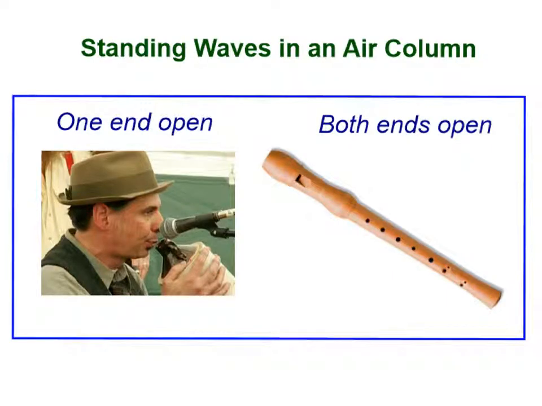Now let's take a look at what standing waves are like in an air column. We have 2 different situations, and we're going to look at the differences between them. We can have an air column with both ends open. We have open ends here when air is going through this column. This is a column that has only one end open.